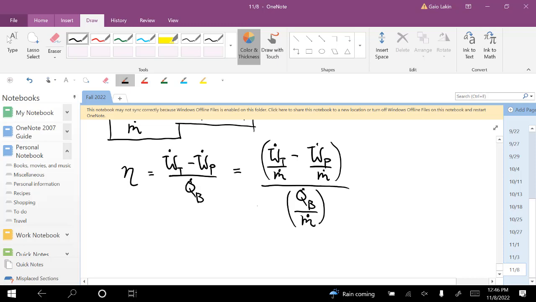And now we can make the substitutions that we just came up with. So the WT dot over M dot is equal to H1 minus H2, minus the quantity, our expression for WP dot over M dot was H4 minus H3. And divide that by our expression for Q sub B dot over M dot, which is H1 minus H4.